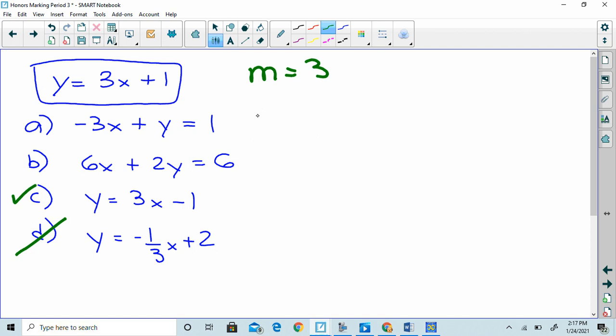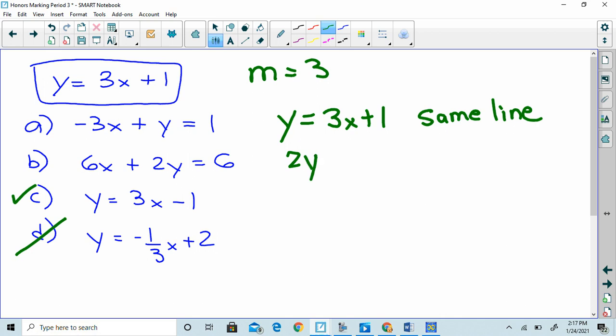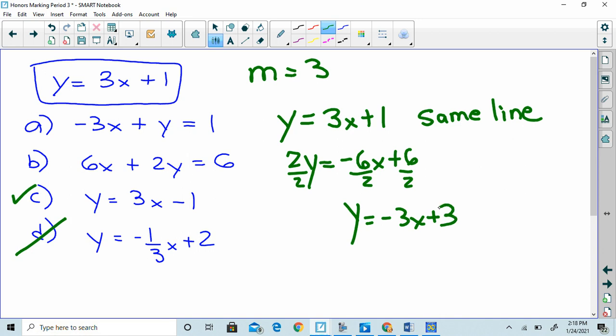We'll start by rewriting A by adding 3x to the other side, and we'll see that these two lines have the same y-intercept, so it is not parallel. It's the same line. It's just rewritten in a different form. So this is not parallel to itself, it's the same identical line. Let's look at the next one. I have 2y is equal to -6x plus 6. And when I divide everything by 2, I get y is equal to -3x plus 3. And that's not parallel. It has a slope of -3.